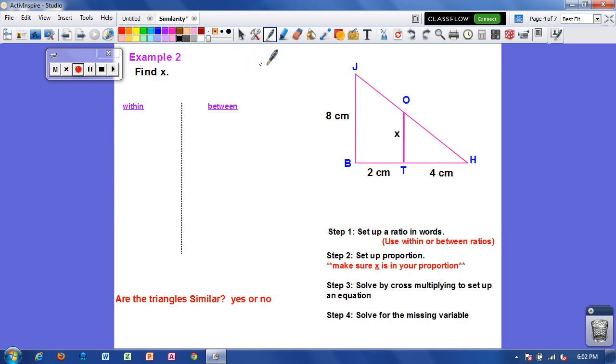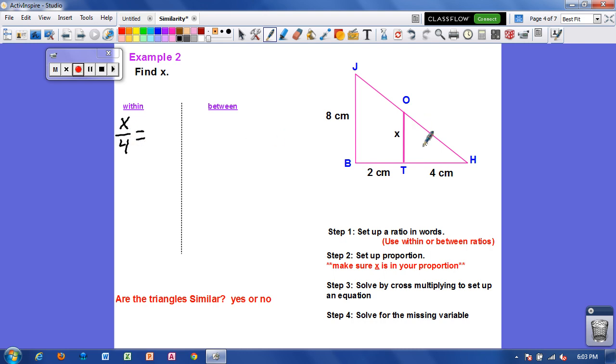Alright, example 2, we are going to solve for x again using within and between. So first we want to set up a proportion for each one. Now I want you to notice that we have a small triangle inside of a larger one, but you can see that they are still similar. So I'm going to go within, and I'm going to start with this small triangle. I'm going to take x, which is the left side, and put it over the bottom of that small triangle, which is 4. So I'm going to take x over 4.